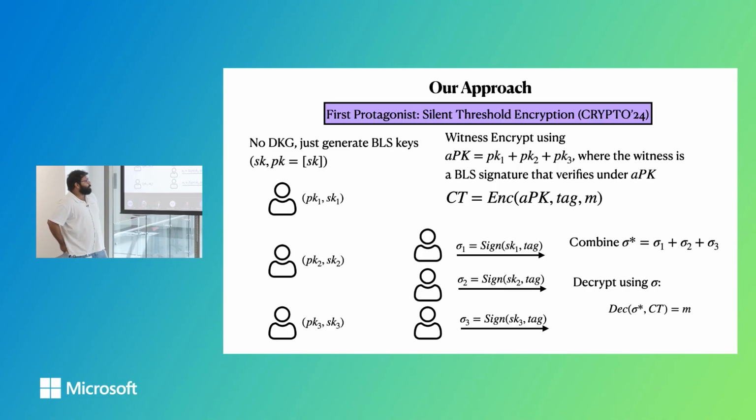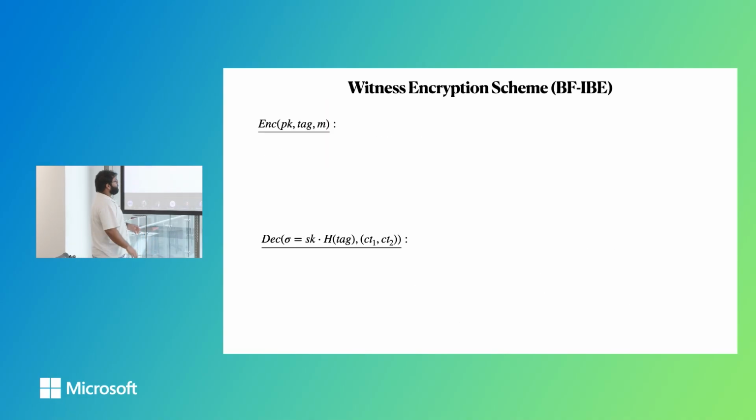So now, here you can see that you don't need to do any kind of DKG. Parties have just generated keys here. There's an aggregated public key, which is computed on the fly. You say, okay, I want all of these guys to participate right now. I take the aggregated public key, and I can encrypt. I'll show you what this encryption looks like in a bit. And just with BLS signatures, you're able to decrypt. And this is actually very similar to the Boneh-Franklin identity-based encryption scheme.